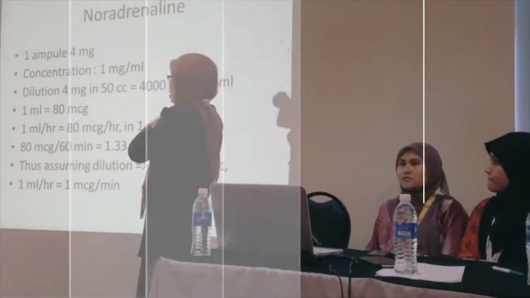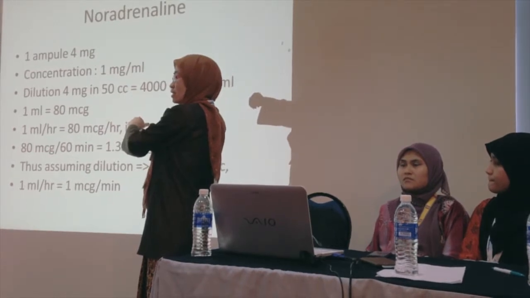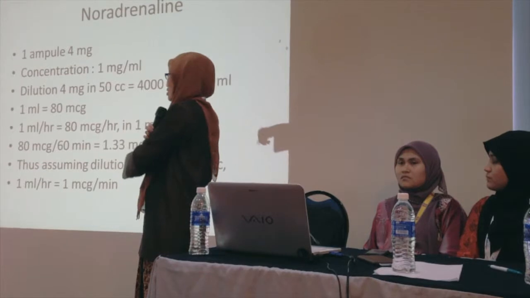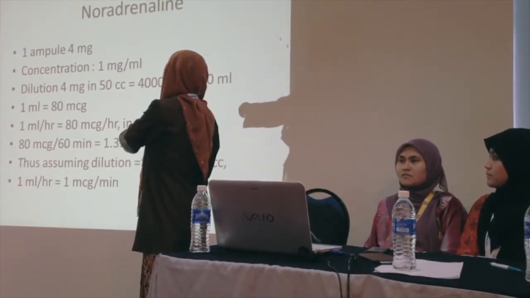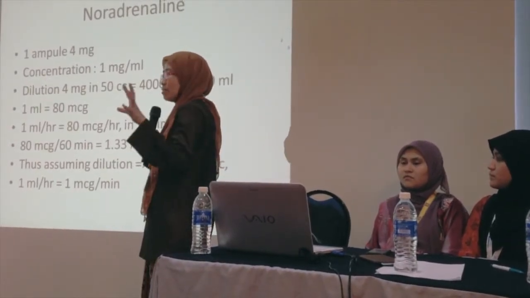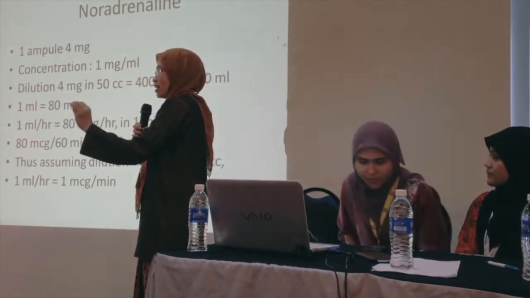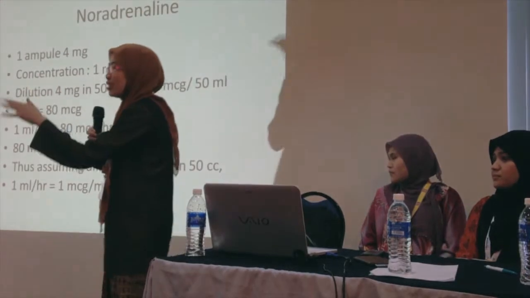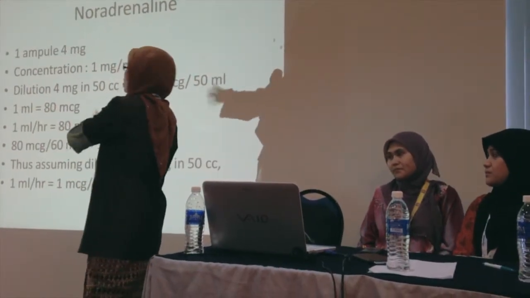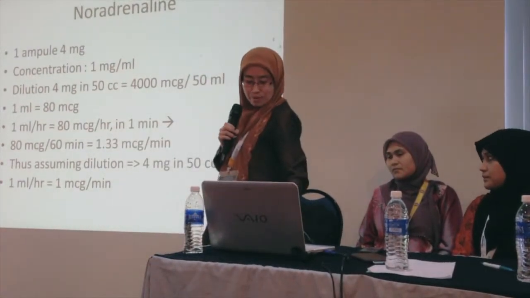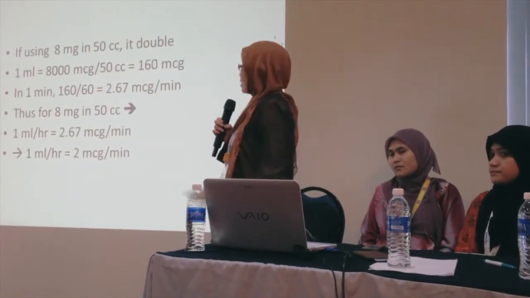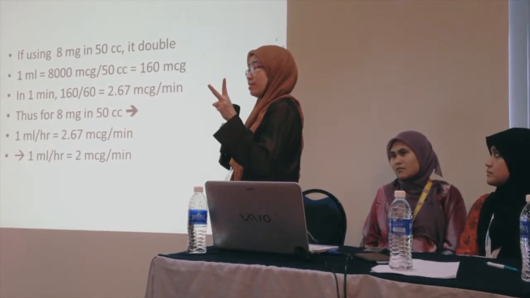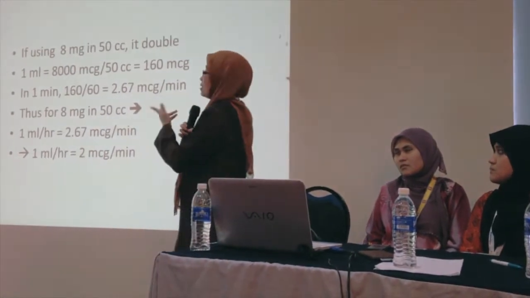Kalau kita dilute 80 bahagi lagi dengan 60. So jadi 1.33 mic per minute. Jadi that's assuming that dilution 4 mg in 50, maksudnya 1 ml per hour sama dengan 1.33 mic per minute. Kita malas tak kira lah, so kita just assume 1 ml per hour sama dengan 1 mic per minute. So tapi kalau kita kadang-kadang guna 2 ampule, so it's going to be 8 mg. So kita just double it lah.